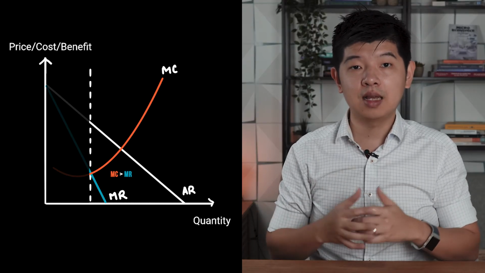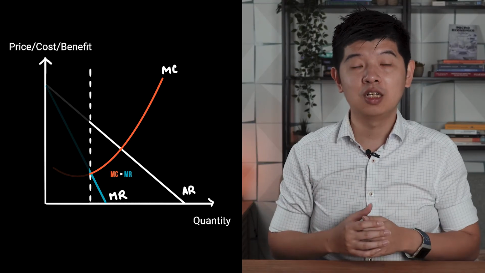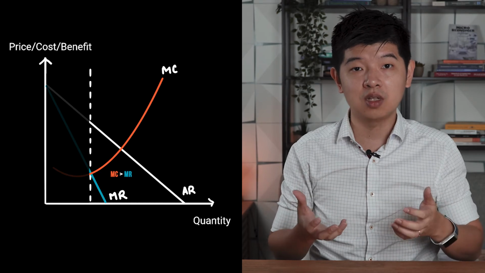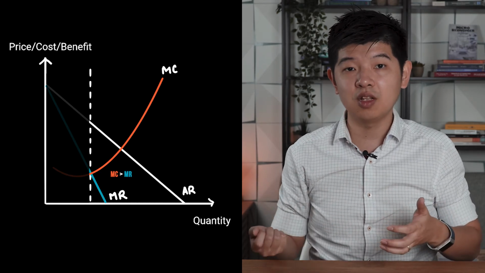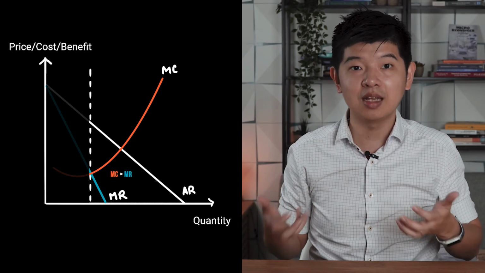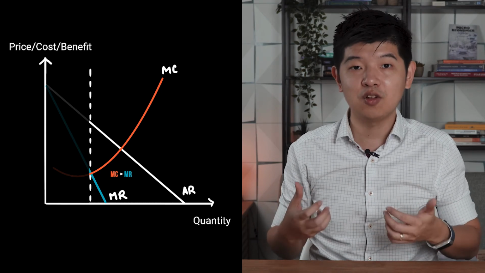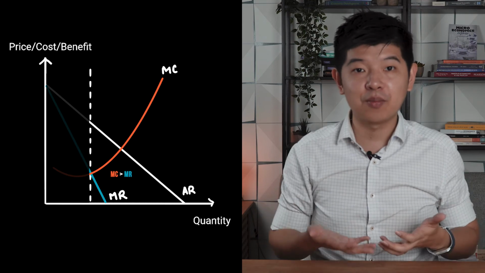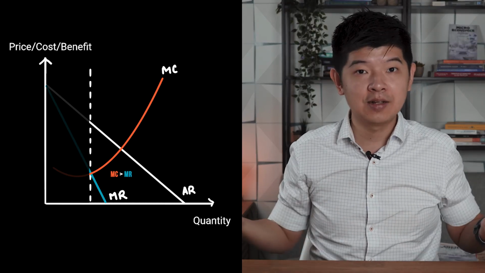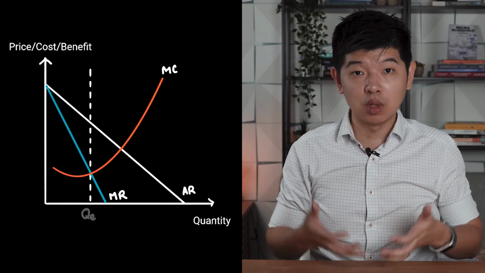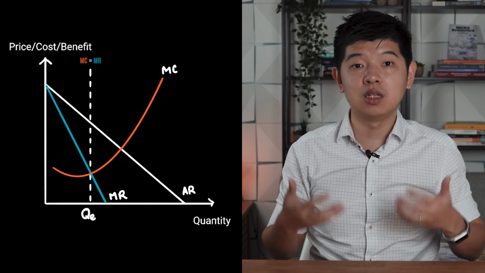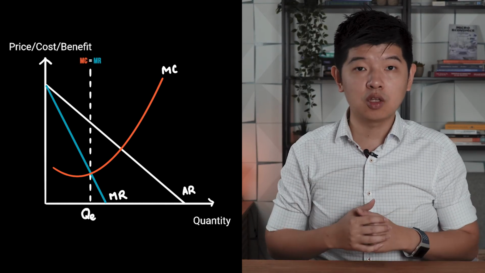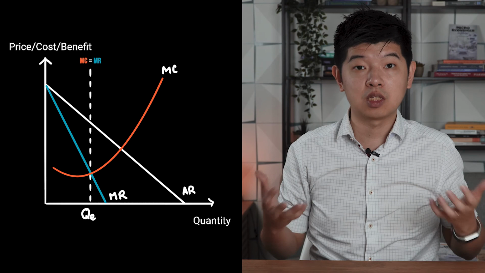Effectively, if I can cut back on my production, then I can increase my profits, because at this point, every single unit that I'm producing, I'm actually making a loss. If I'm making a loss by producing more, I can make more profits by cutting back on production so that I lose less. This will bring us back to QE. QE is where MC is equal to MR. So only at QE do we have the profit maximization output.